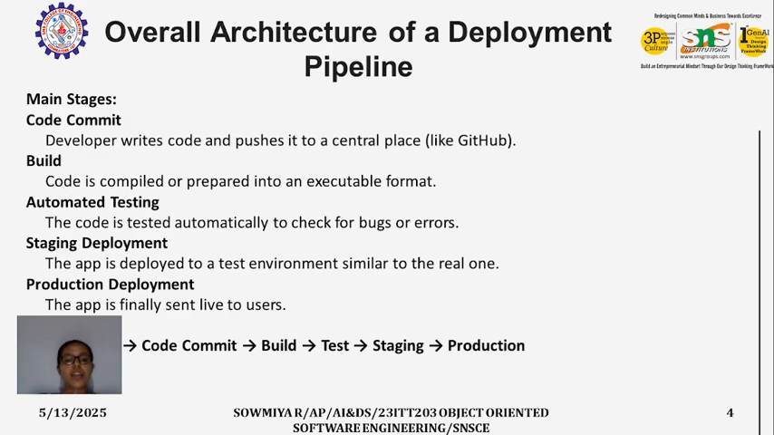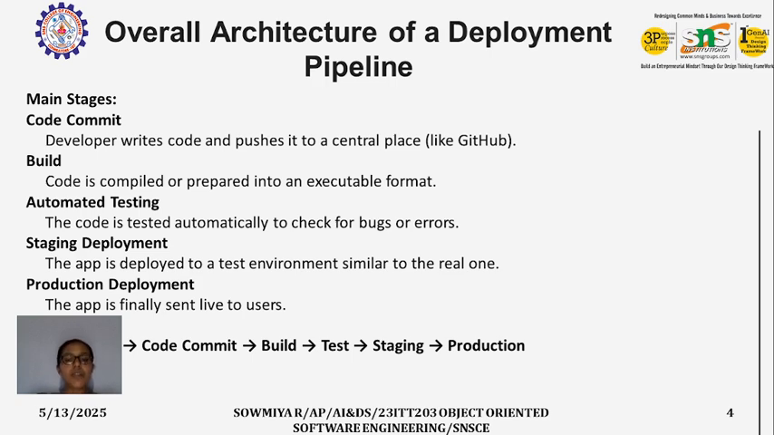Now the stages in the pipeline, with real life comparison, we are going to see. First one is code commit. Developers push the code to GitHub, like saving your final project on Google Drive. Then build. Code is compiled to make a working application, like converting the Word file to PDF to submit it. And then automated testing. Tests run to check for errors, like running spell check or peer review.